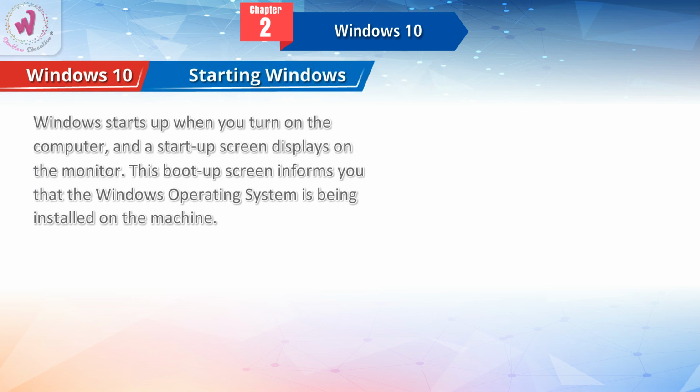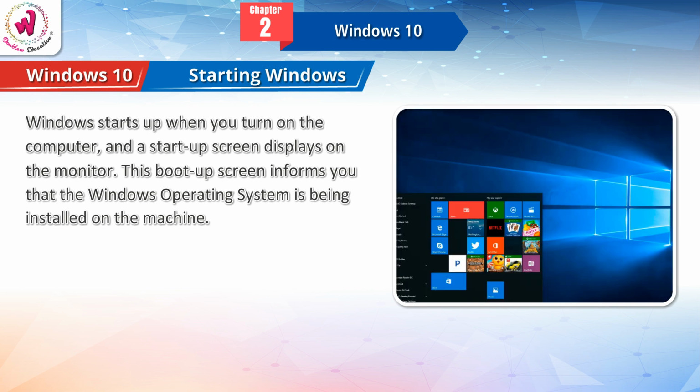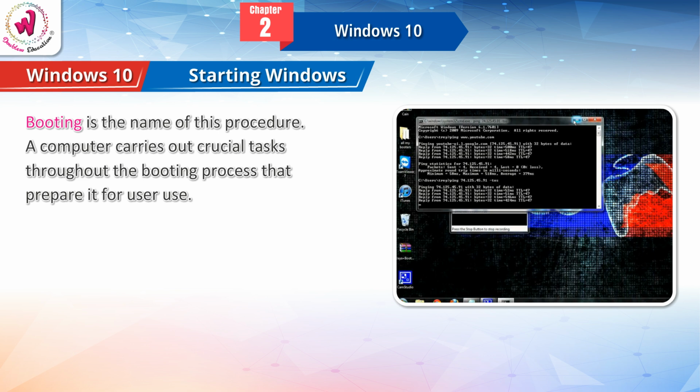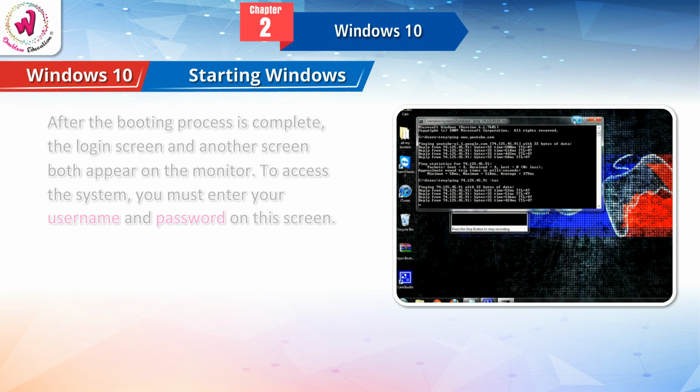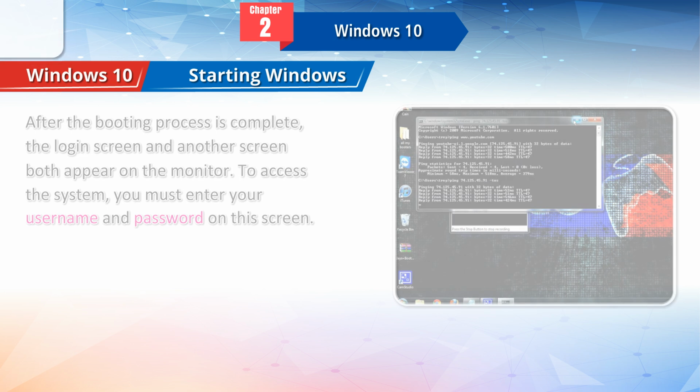Starting Windows. Windows starts up when you turn on the computer, and a startup screen displays on the monitor. This boot-up screen informs you that the Windows operating system is being loaded on the machine. Booting is the name of this procedure. A computer carries out crucial tasks throughout the booting process that prepare it for user use. After the booting process is complete, the login screen appears on the monitor. To access the system, you must enter your username and password on this screen.